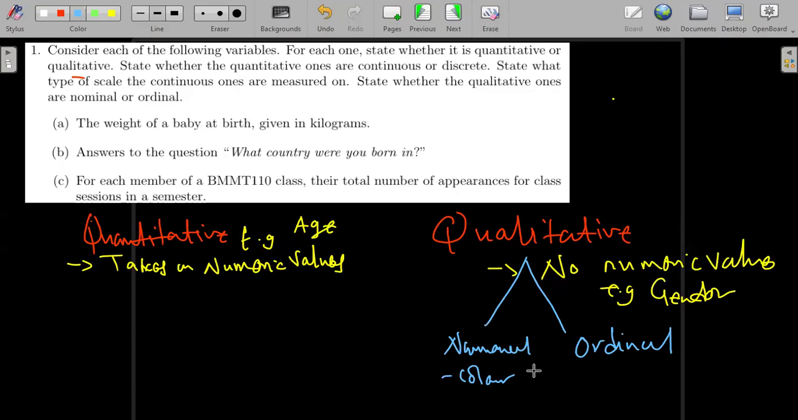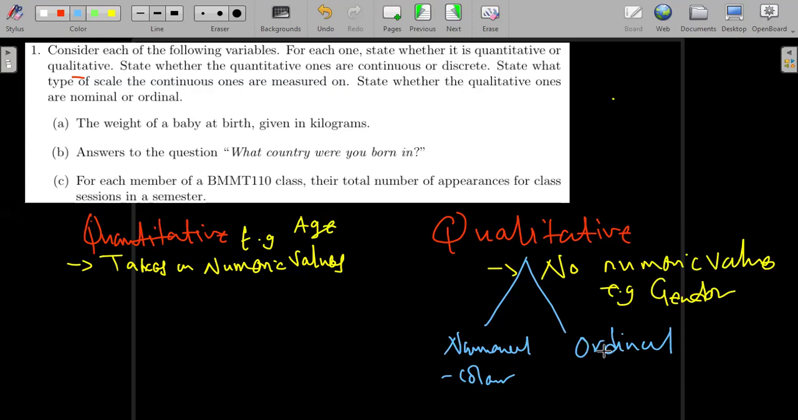We can say these girls are wearing red shirts and these ones are wearing blue, and we'll be able to differentiate between them. But it doesn't mean that if someone is wearing red, then they'll be above the one wearing blue. No. It is just used to categorize, with no rank involved.